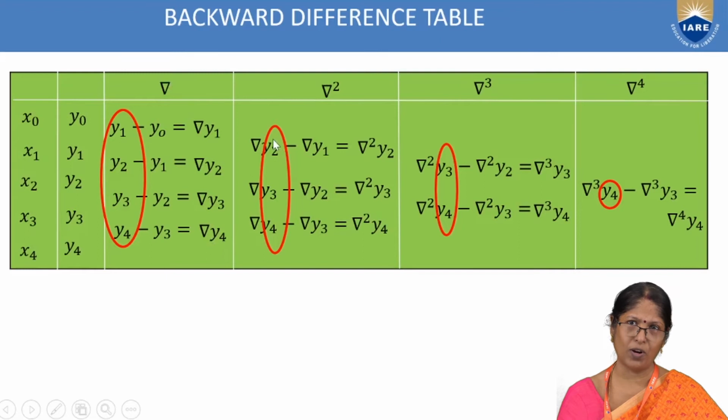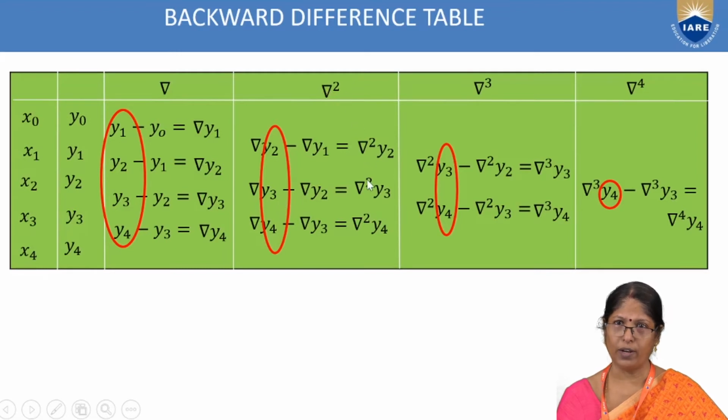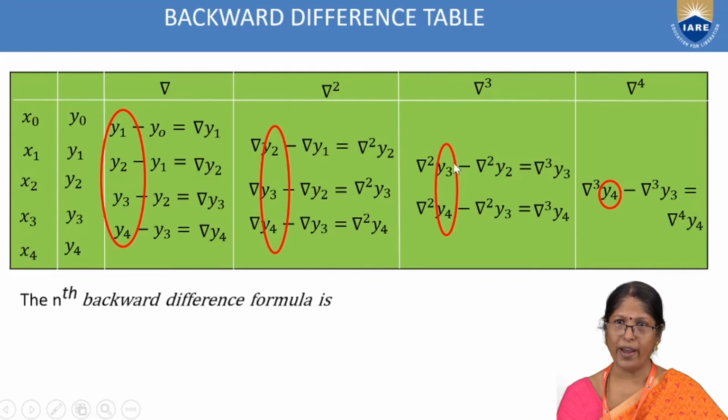Similarly, the next ones: y2 with del square is del square y2, y3 is del square y3, and y4 is del square y4. The next, y3 along with del cube, is del cube y3. y4 with del cube is del cube y4. And y4 with del power 4 is nothing but del power 4 y4.